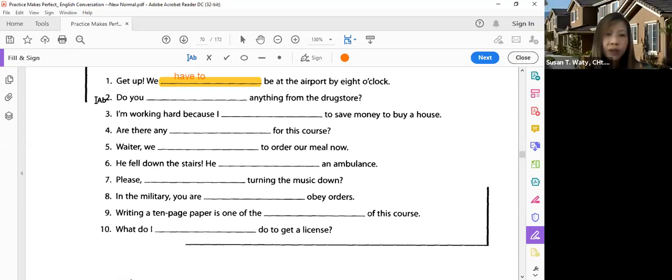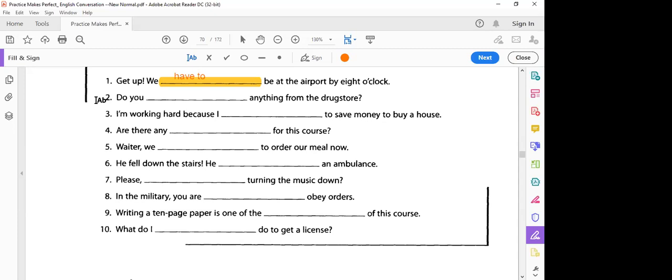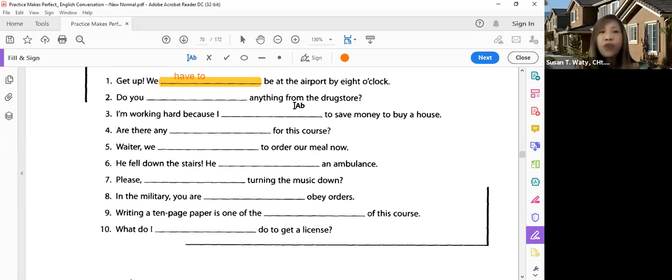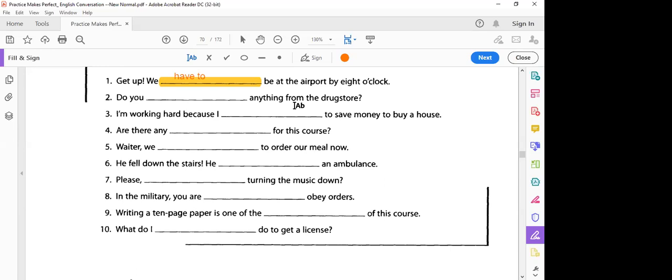"Do you blank anything from the drugstore?" Okay, it says "from." So, when you have the word from, I'm going to the drugstore. Drugstore here is the pharmacy, selling all the legal drugs, the medicine. Not like the illegal ones. Do you buy anything from the drugstore?